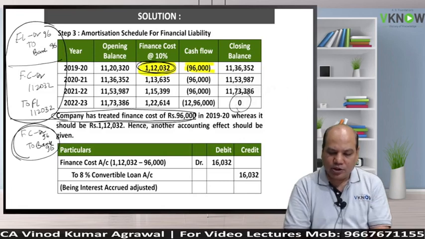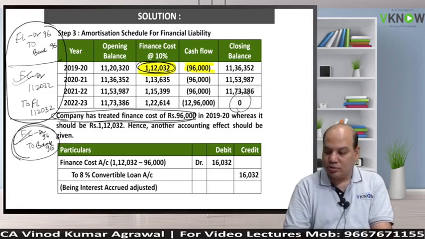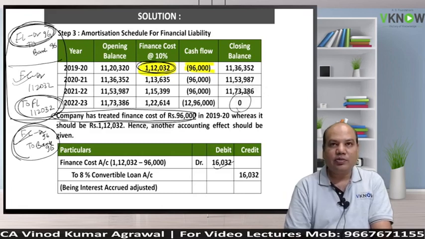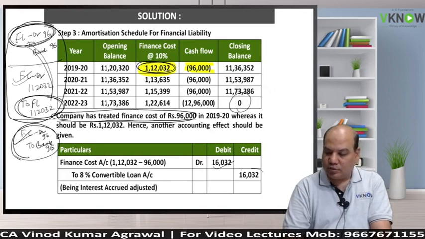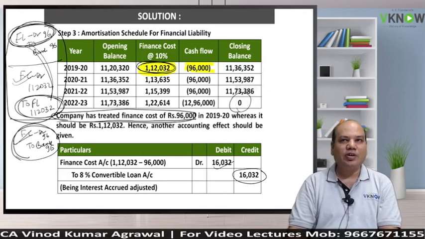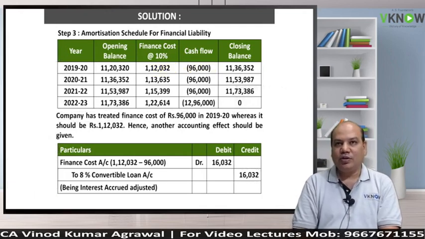So the differential is: finance cost they have already debited 96, should have been debited 1,12,032, so the differential. Financial liability, if I would have passed the entry, I would have debited 96 and credited this amount. So the net effect in the financial liability would have been 16,032 only. So this is the rectification of error. In 11th standard classes they teach rectification of error. This is also rectification of error.